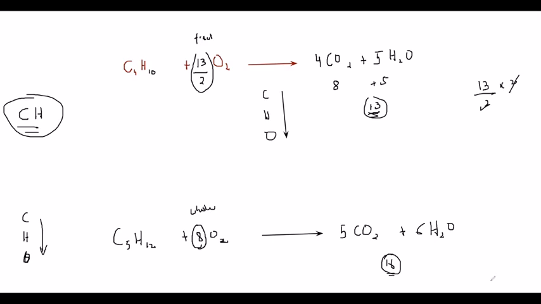Odd number of oxygen on the reactant side. On the product side, if for balancing you have an odd number of oxygen, it means in the reactant side you need a fraction to balance oxygen. If on the product side you have an even number of oxygen, it means you need a whole number to balance oxygen.